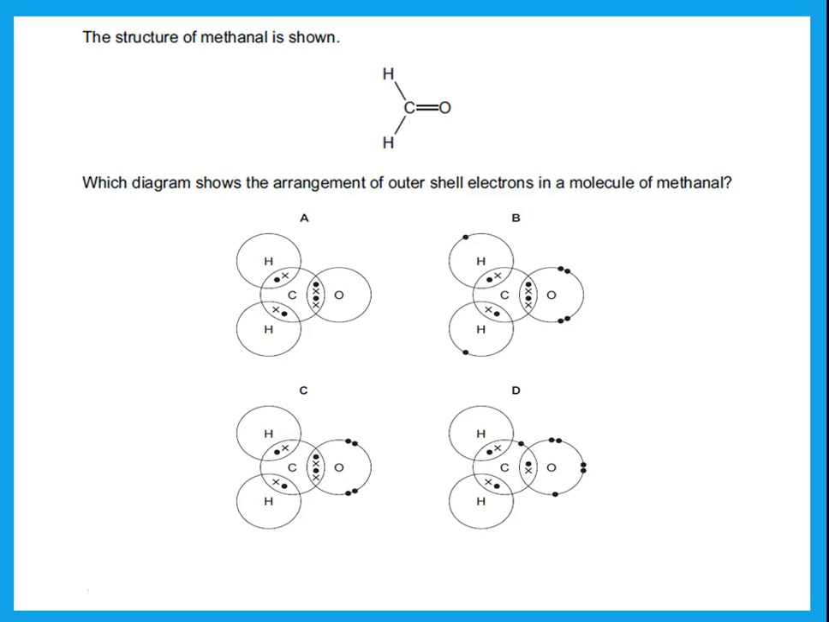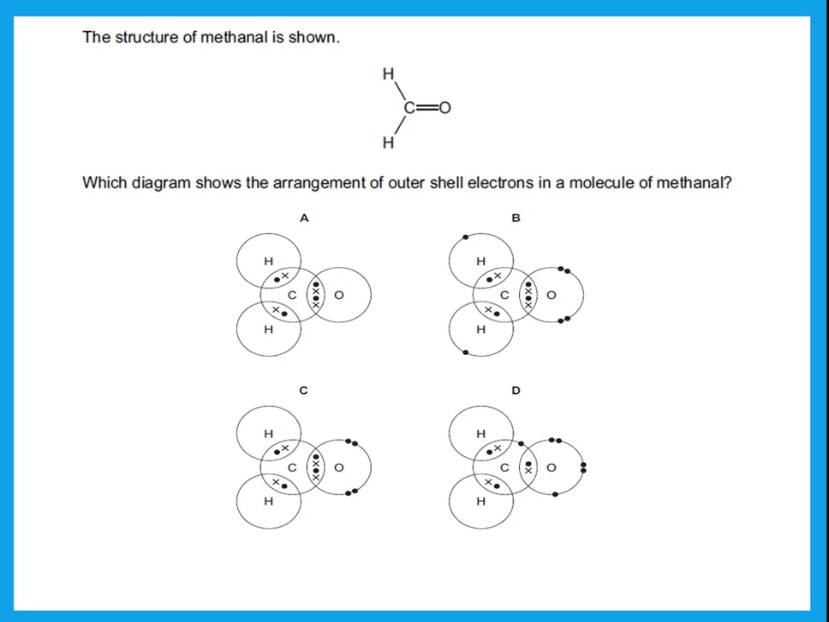Okay? The structure of methanol is shown. Which diagram shows the arrangement of outer shell electrons in a molecule of methanol? Now, as he draws it, he wants a double bond between the O. That means between the C and O, you must have 2 pairs of bonding electrons plus the extra electrons on the oxygen. A doesn't have the rest of the electrons on the oxygen. Oxygen has a total of 6, so the oxygen should be using 2 of its electrons to bond with the carbon, and it should have 4 left.